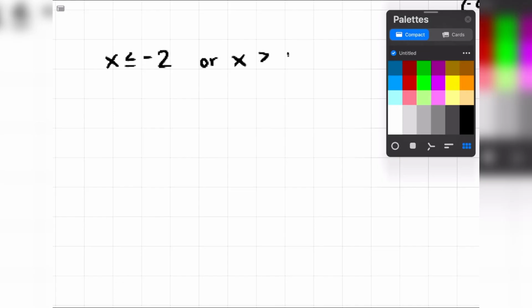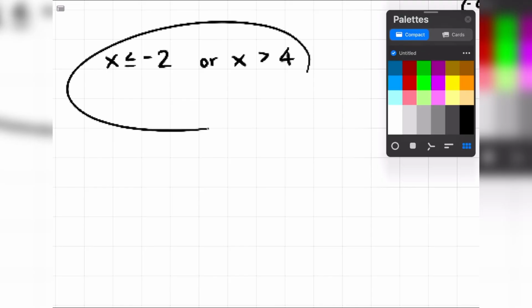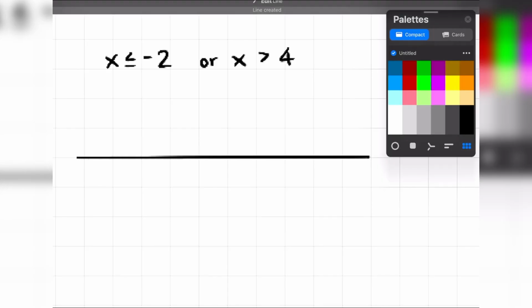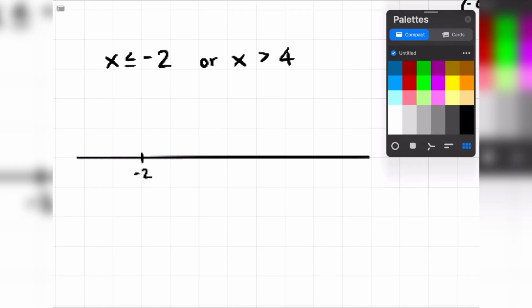Okay, the next question is x is less than or equal to -2 or x is greater than 4. Now for this one, when they ask for the inequality notation solution, you write down where the solutions are. So in this case, you would just write this down because that's where the solutions are. Now, when you want to graph it, which is where your main focus is going to be, once again, you just write down the points, -2, and then 4.